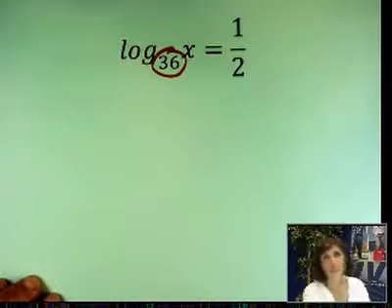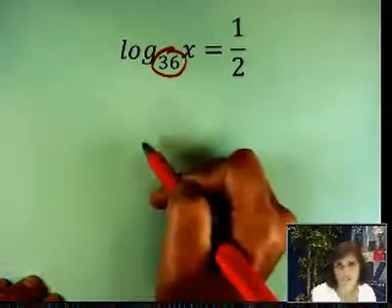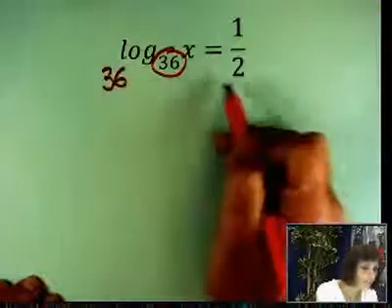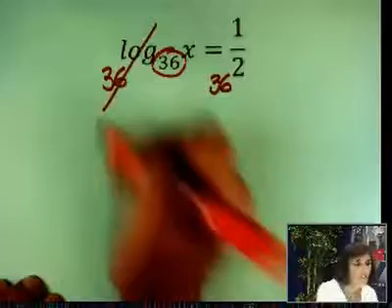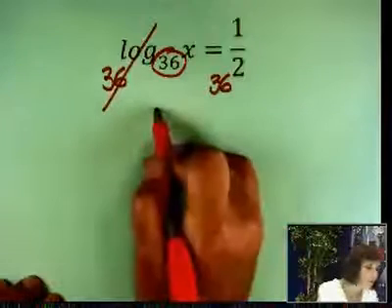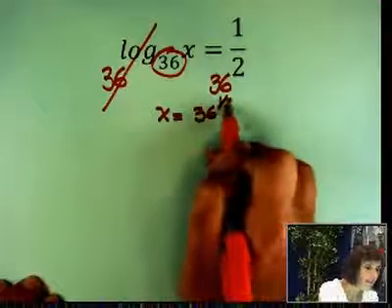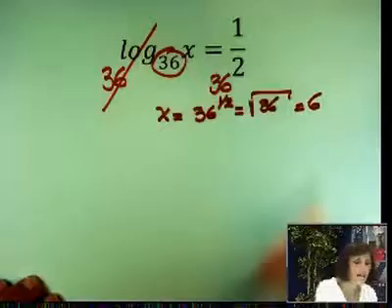Exponential, right? Exponential functions are inverses of logarithmic functions. So this is base 36. So this is what you do. You take 36 to the power of the left, 36 to the power of the right. And what will happen to these two? They'll go away. You're going to end up with x equals 36 to the 1/2. What the heck is that? Square root of 36, which is 6.